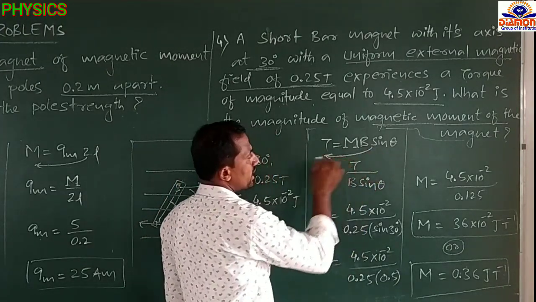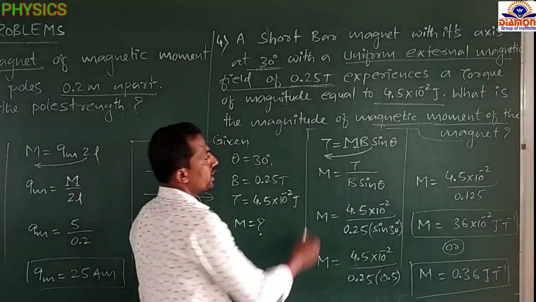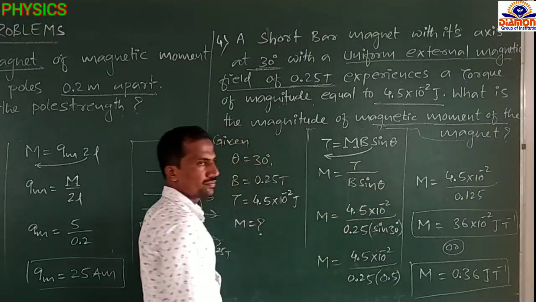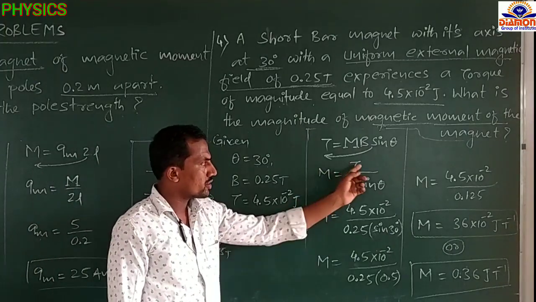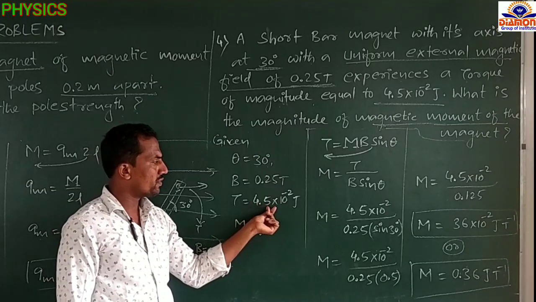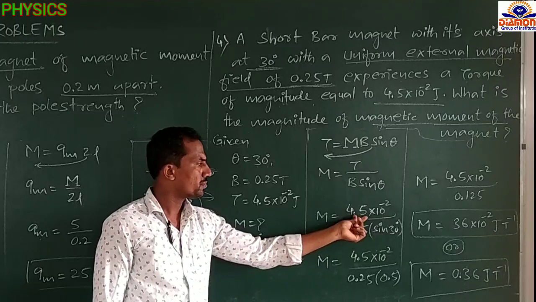Send this term to this side. ये terms को हम send करेंगे. It comes to the denominator. Then m equals tau divided by B sin theta. M is as it is. Torque equals, what is the value? 4.5 10 to the power of minus 2 joule.